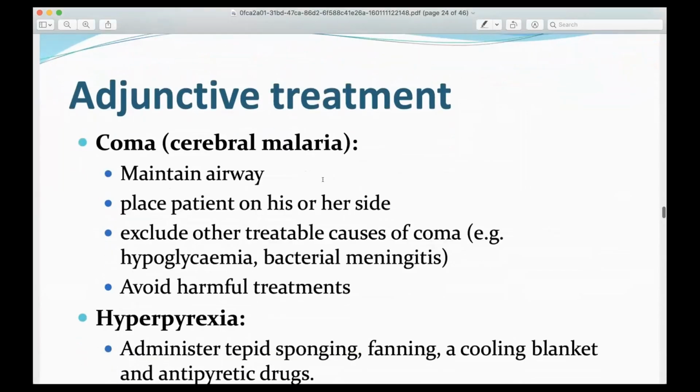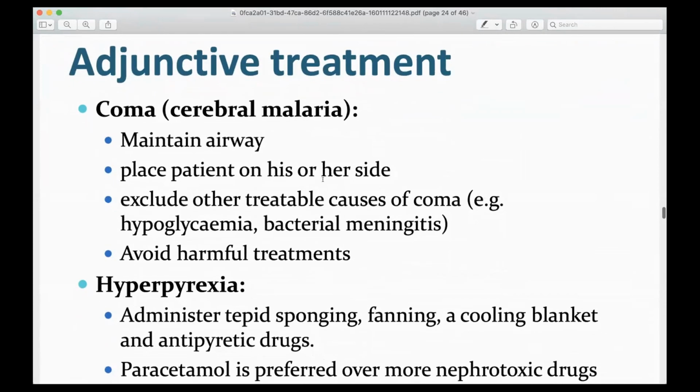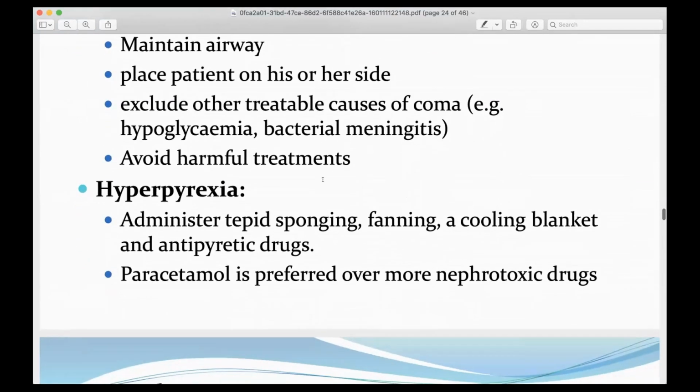And there are adjunct therapies for severe malarial cases. If the patient is comatose, with cerebral malaria, then you have to take care of the brain. So you have to prevent secondary insults to the brain, like hypoglycemia and bacterial meningitis, avoid harmful treatment, and take care of the other parameters. You have to intubate and ventilate. And hyperpyrexia is one of the commonest manifestations, so you have to take care of the fever by giving paracetamol.